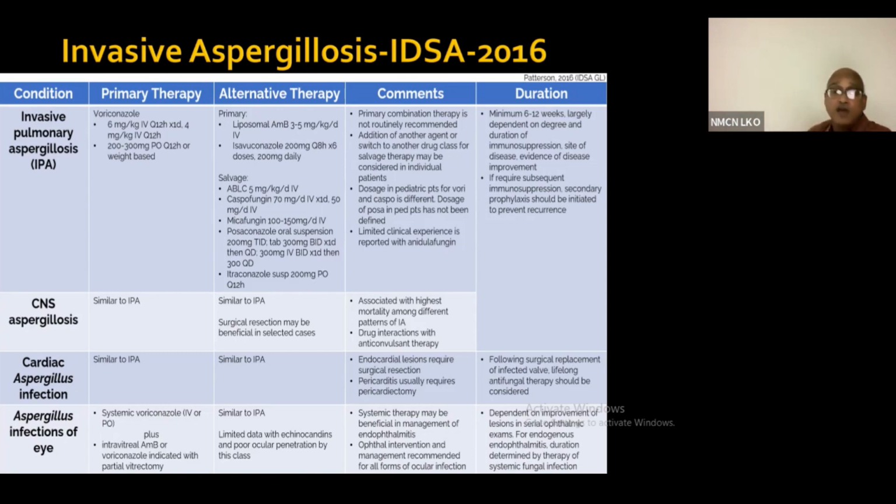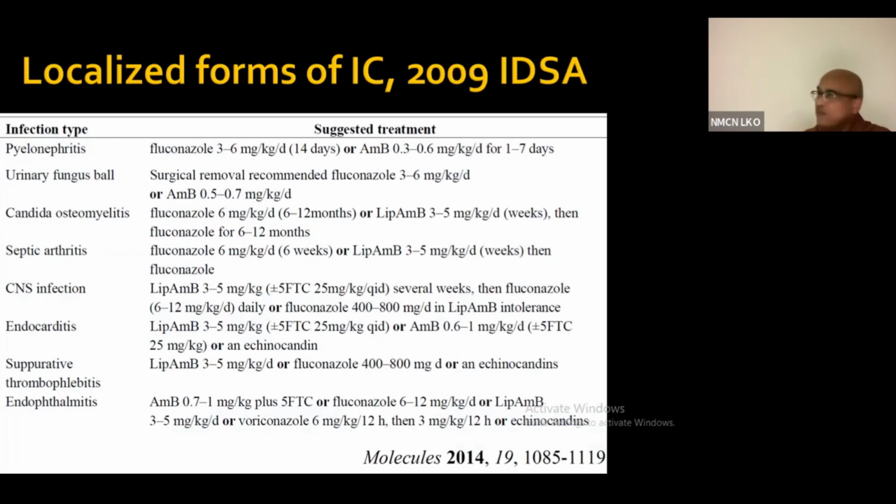The alternative is liposomal. With the advent of isovuconazole, that has now come up, and isovuconazole also stands as an alternative therapy for your patients. Localized forms, where fungal infection is happening in different sites. This is from the IDSA 2009.